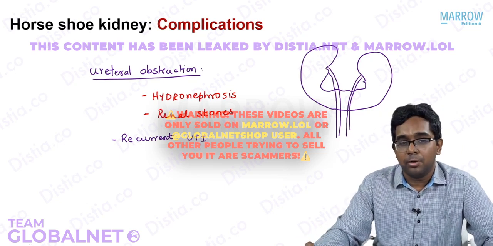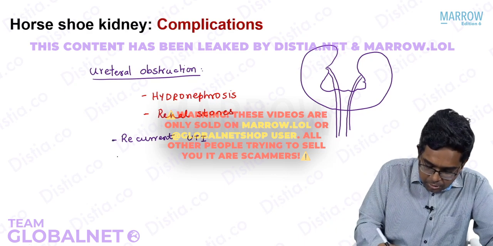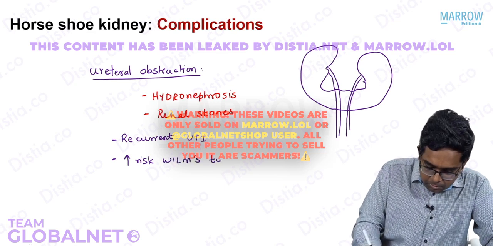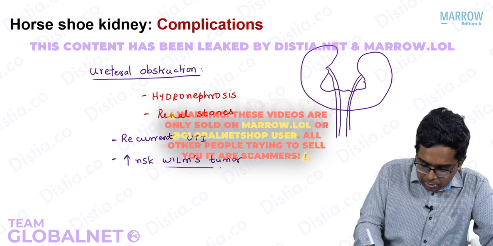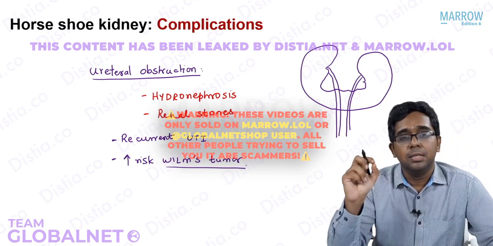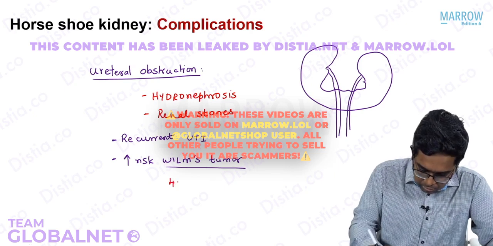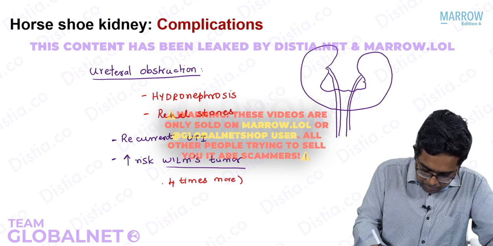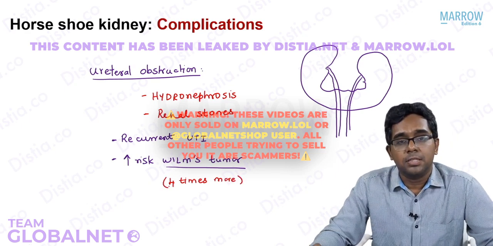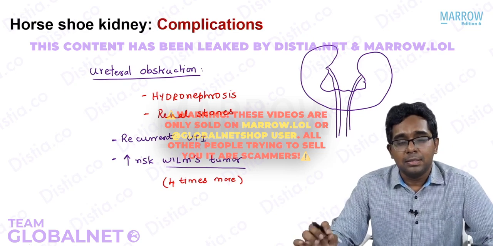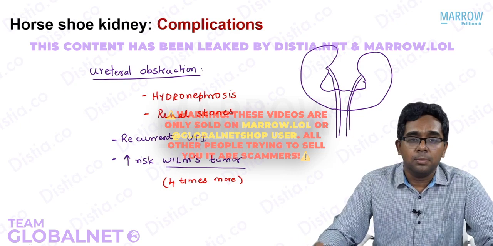And a final important point is, children with horseshoe kidney are at increased risk of Wilms tumor, which is a tumor of the kidney, in comparison to the general population. Please remember, the risk of Wilms tumor is 4 times more in horseshoe kidney when compared to a normal kidney. These are the important complications associated with horseshoe kidney that one should remember. So always remember, these children should be kept under long-term follow-up.